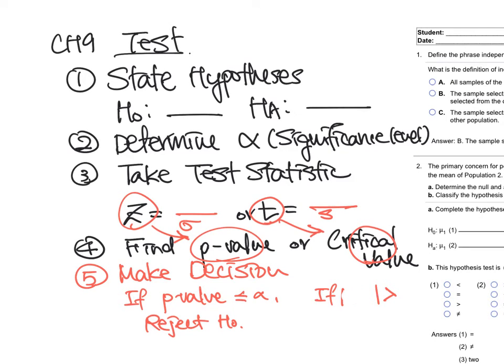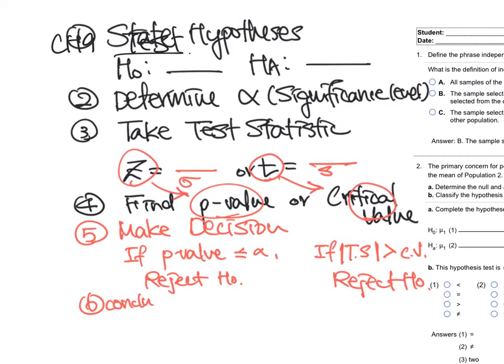The test statistic is bigger than the critical value. We take the absolute value because sometimes we have a left tail or a right tail. So in general, we take the absolute value of the test statistic. And if it is greater than the critical value, then we reject the null hypothesis. And finally, step 6, we make a conclusion.